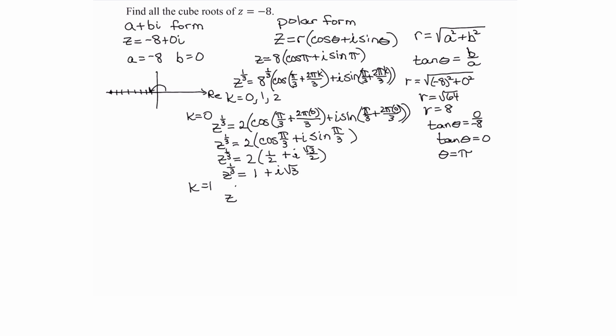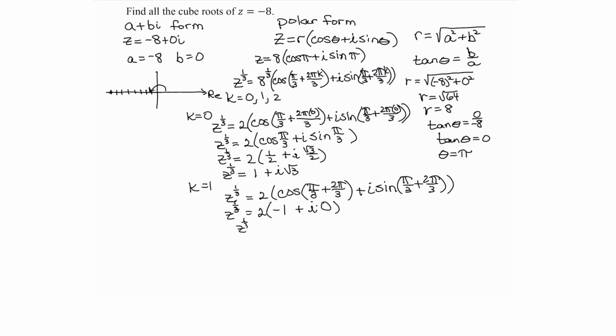Well, we're going to go through the same process, but we'll just talk it through. So it's 2 times the cosine of, now we're going to replace the k with 1. So 2 pi times 1 is 2 pi over 3. So we have a pi over 3 plus 2 pi over 3 when k is 1. And sine is acting on the same angle. So we have 2 times the cosine of pi over 3 plus 2 pi over 3, which is 3 pi over 3, or pi. And the cosine of pi is negative 1. Plus i times the sine of pi, which is 0. So that gives me a cube root of negative 2 plus 0i, which is just negative 2.